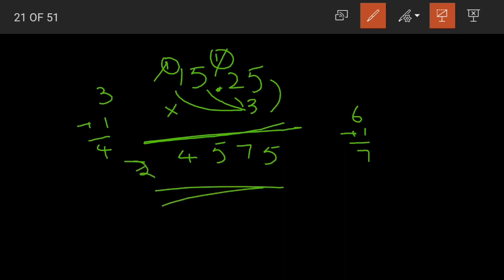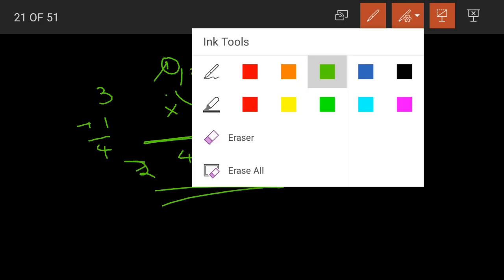So is the answer 4575 rupees, children? Is it the cost of 3 bracelets? No, we are missing out the point here. We have to place the point after 2 digits. How many digits? After 2 digits from the right. See in the question, the number is having a point 2 digits from the right.